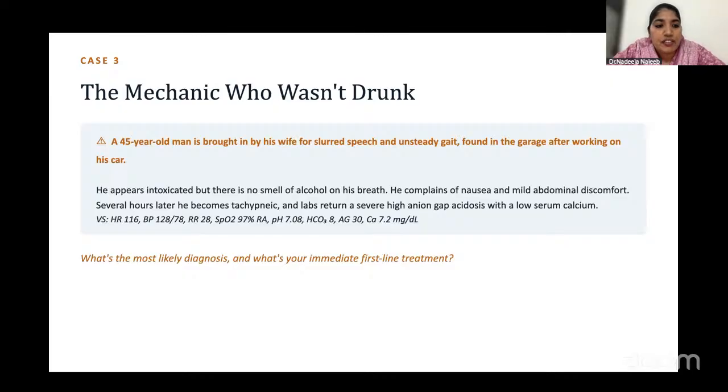Vital signs: heart rate of 116, BP of 128/78, respiratory rate of 28 per minute. He's saturating at 97% room air. pH is 7.08, bicarb is 8, anion gap is 30, calcium is 7.2. What is the most likely diagnosis and what's your immediate first line treatment?